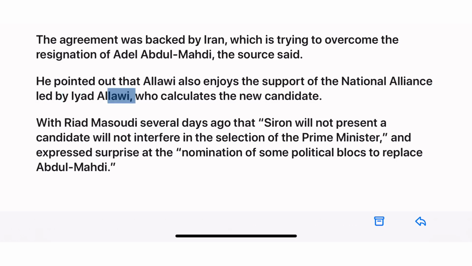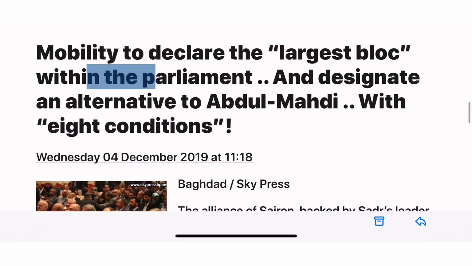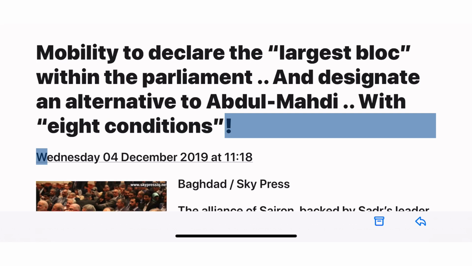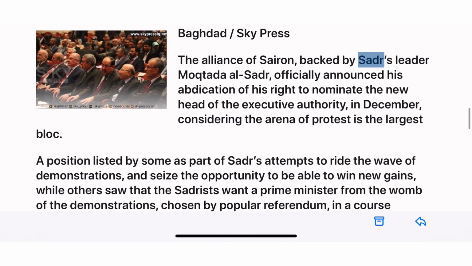He pointed out that Alawi also enjoys the support of the National Alliance led by Ayad Allawi, who supports the new candidate. Riyadh Massaudi said several days ago that Sairoon will not present a candidate and will not interfere in the selection of the Prime Minister, and expressed surprise at the nomination by some political blocs to replace Abdul Mahdi, who move to declare the largest bloc within the parliament and designate an alternative to Abdul Mahdi, with 8 conditions. Wednesday, December 4, 2019 at 11:18.